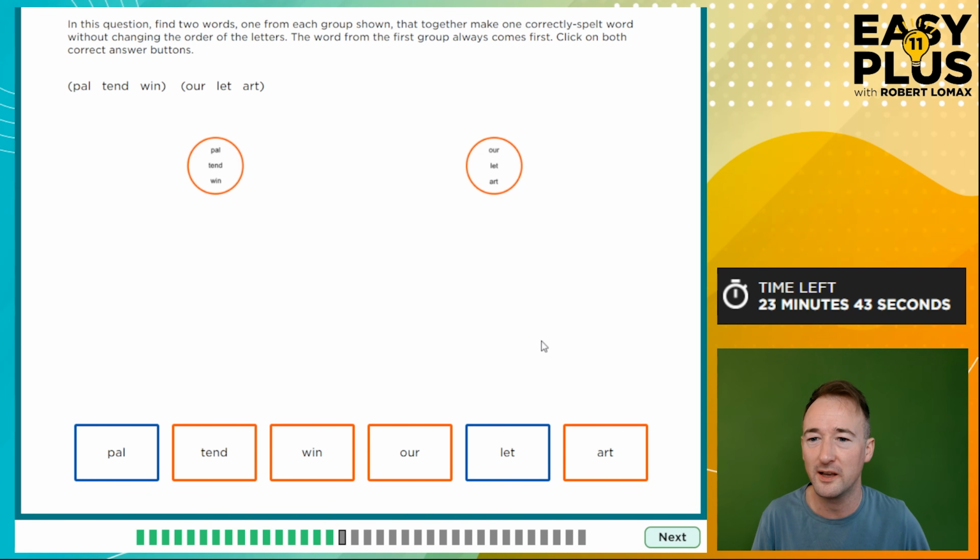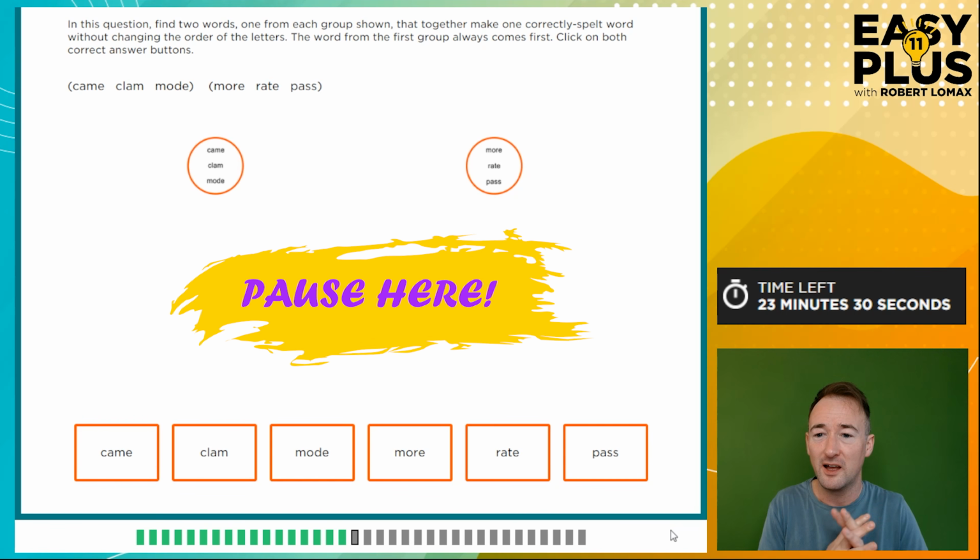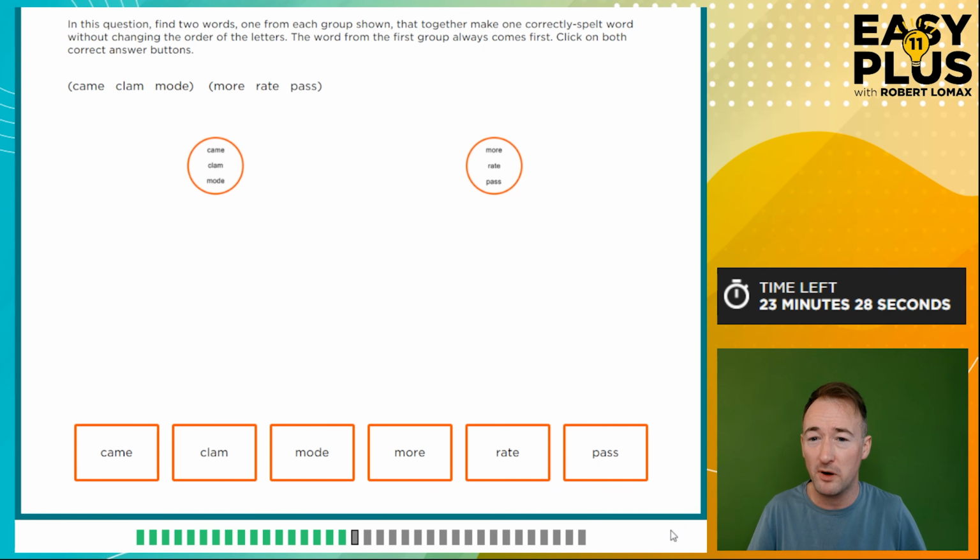Let's just check the others quickly. Pallart, tendor. Again, very like tender, but not quite. Tendlet, tendart. Winner, winlet, winart. Lots of things that sound like they should be words there, even if they aren't. Came more, came rate, came past, clamour. Clamour, you might want it to be clamour, but not quite the right spelling. Clam rate, clam pass. Mode more, mode rate, mode pass.